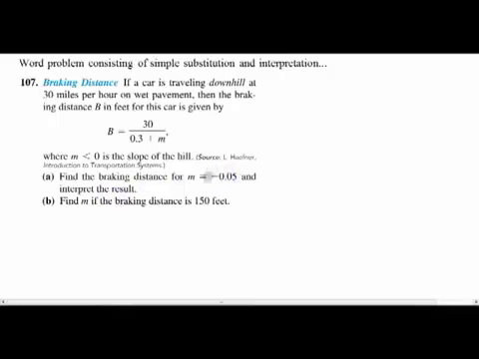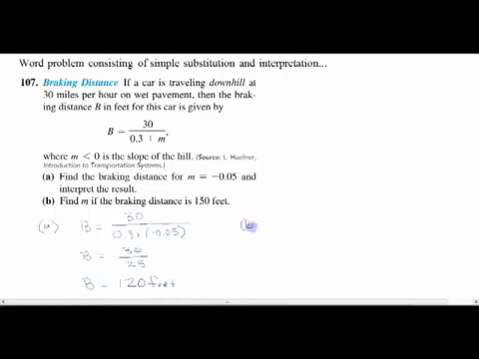All we need to do is substitute negative 0.05 in for m. So in part A, I'll have b equals 30 over 0.3 plus negative 0.05. That is 30 divided by 0.25. So b equals 120. Let's make sure and label the answer. We were finding the braking distance, and the braking distance was given in feet. So this will be 120 feet.